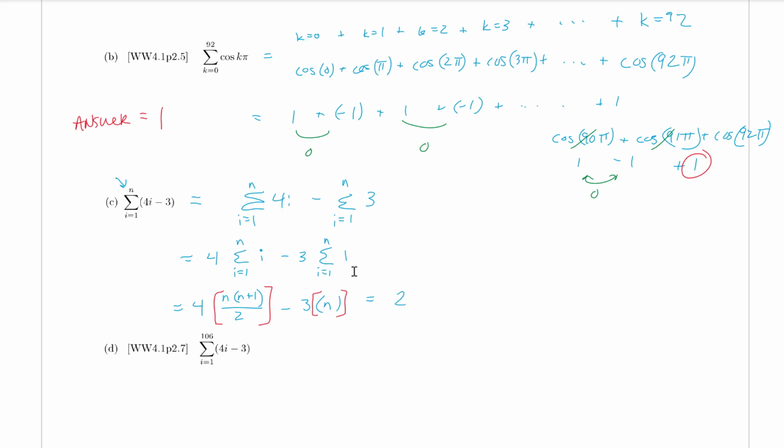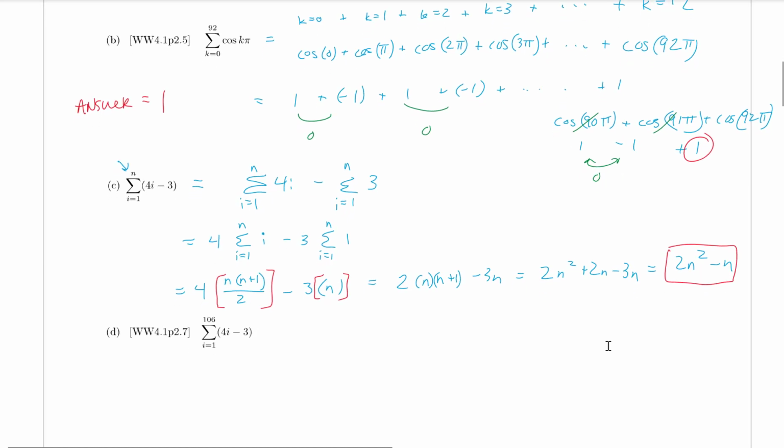So we get 2 times n plus 1 minus 3n. And so that's 2n squared plus 2n minus 3n. And that just gives us 2n squared minus n right there as our fully simplified final answer. So now what we could do is, if we ever knew what n was, instead of adding up the summation of all the terms, we can just plug in our n to our closed form simplification there.